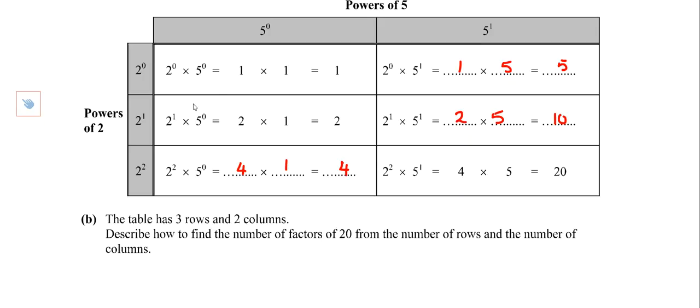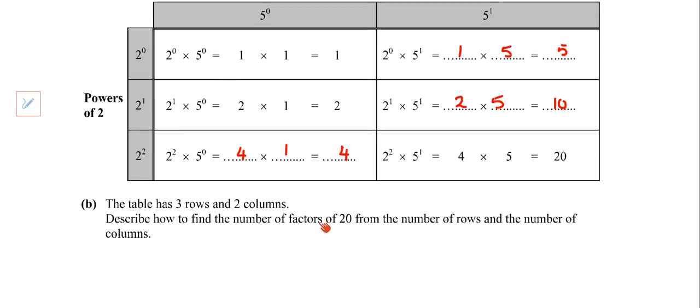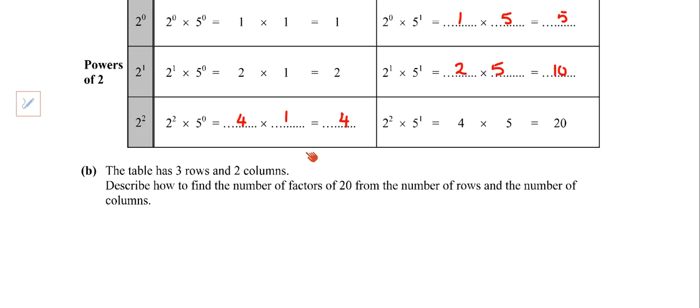So we look at that and go, right, there's a pattern there. I've done 2 to the power of everything with 5 to the power of 0, and then 5 to the power of 1, and I figured out that's all my factors. Now it again leads you with the table having 3 rows and 2 columns. How do you find the number of factors of 20 from the number of rows and the number of columns?